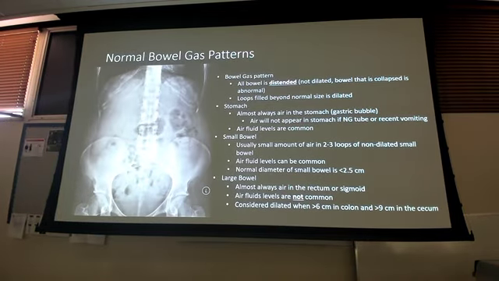So, more normal bowel gas patterns, right? All bowel is slightly distended because of the air. It's not dilated. We will look at dilated bowel later. We almost always expect some type of air bubble, and there's not really a good one here. It's like right here, some type of air bubble up in this region. That's my gastric bubble. It is not abnormal to have air in the stomach.